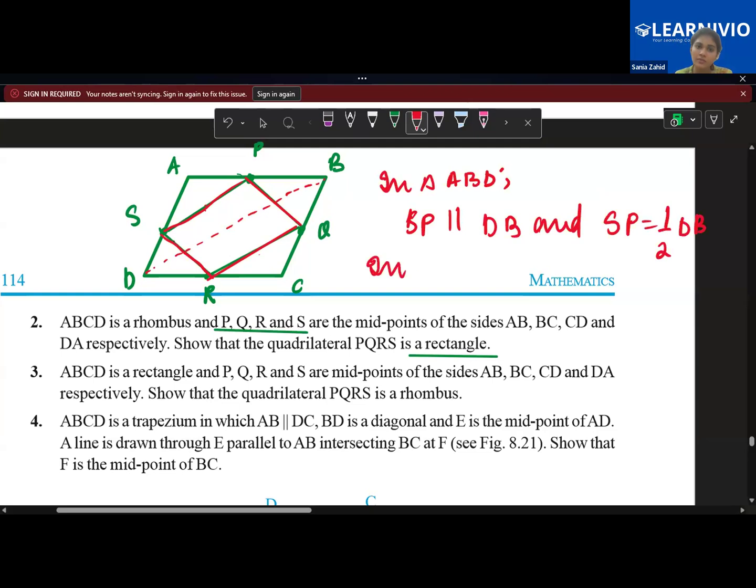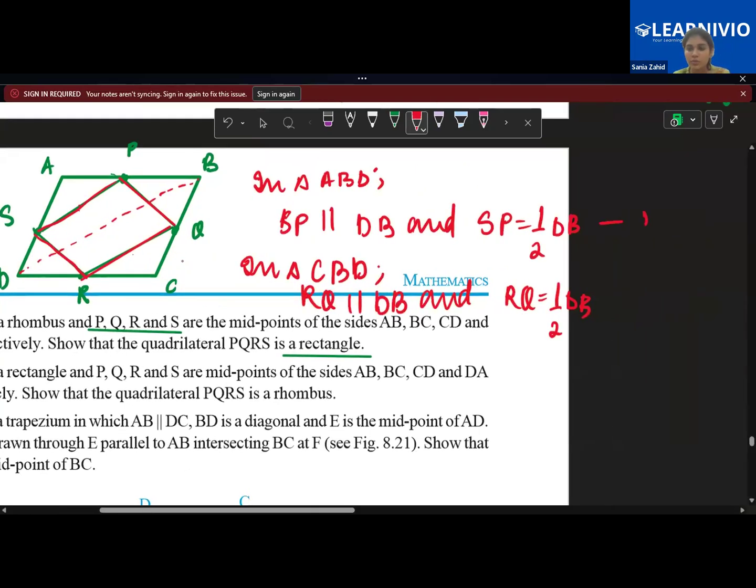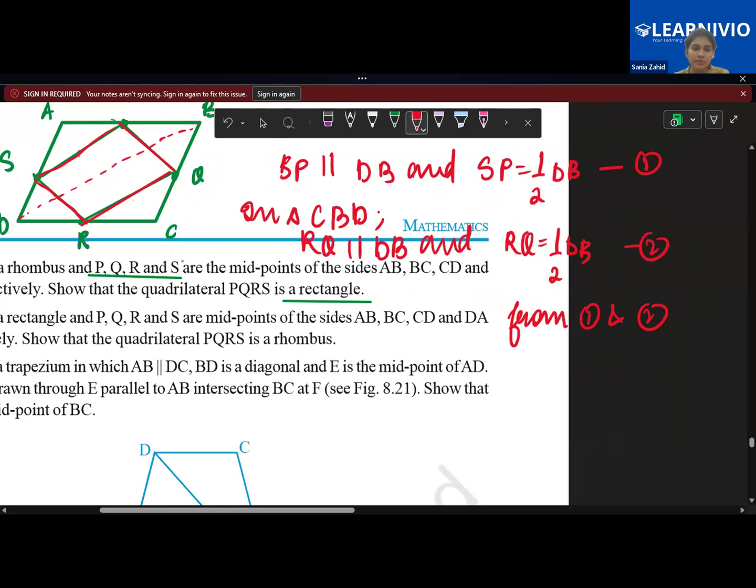Then in triangle CBD, what do you have? RQ is parallel to DB and RQ is half of DB. That is the second point. So from the first and second points, what do you have? SP is equal to RQ and SP is parallel to RQ.